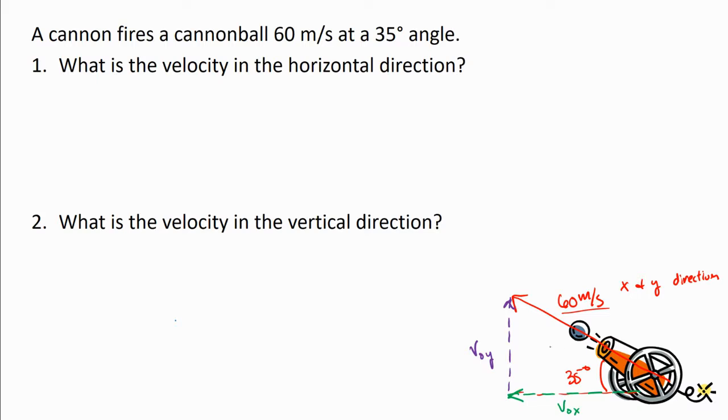However, as soon as this cannonball leaves, gravity is going to start decreasing the purple V naught y. That number is going to get smaller and smaller and smaller because it's going to slow down vertically. It's going to slow down as it goes up. And so we have to split the 60 into these two parts because gravity is going to treat them differently. It's not going to affect the V naught x, but it is going to affect the V naught y.